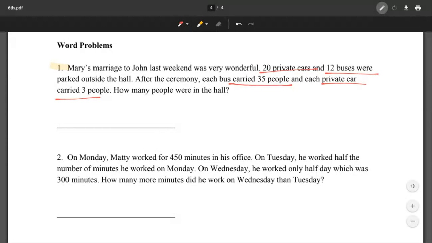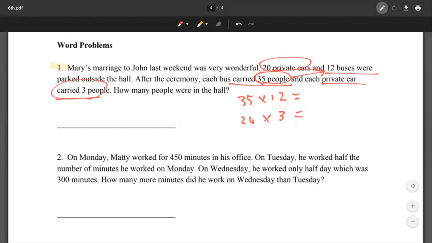So we are looking for the total, right? The total number of people that attended the wedding. And so, how do we calculate that? Well, first, there were 35 people on 12 buses. Okay. And then what's the next information that's given? 20 private cars carry 3 people.